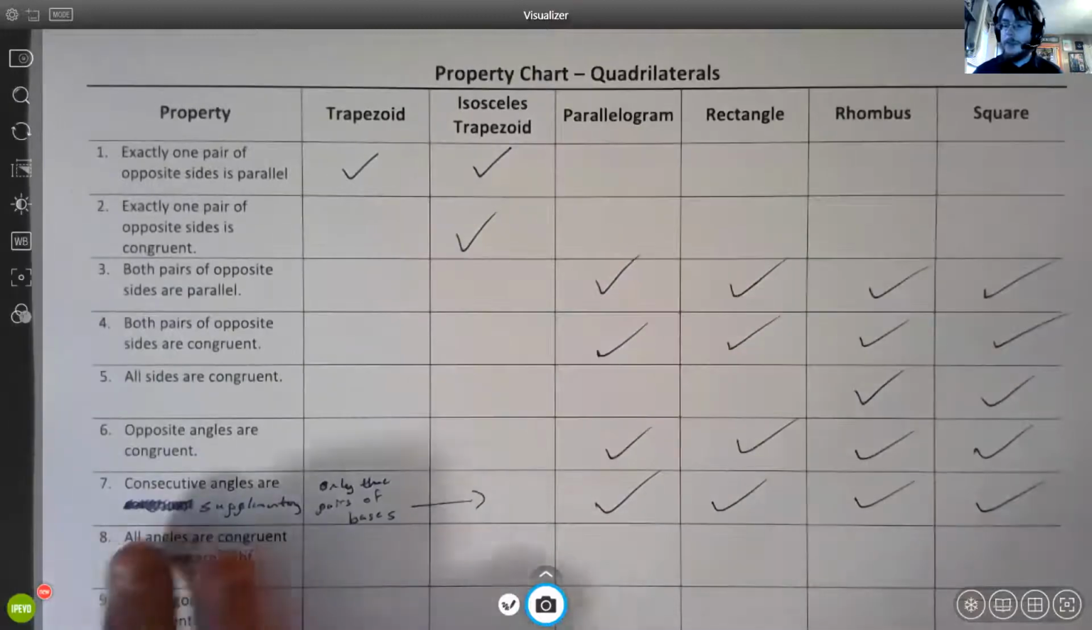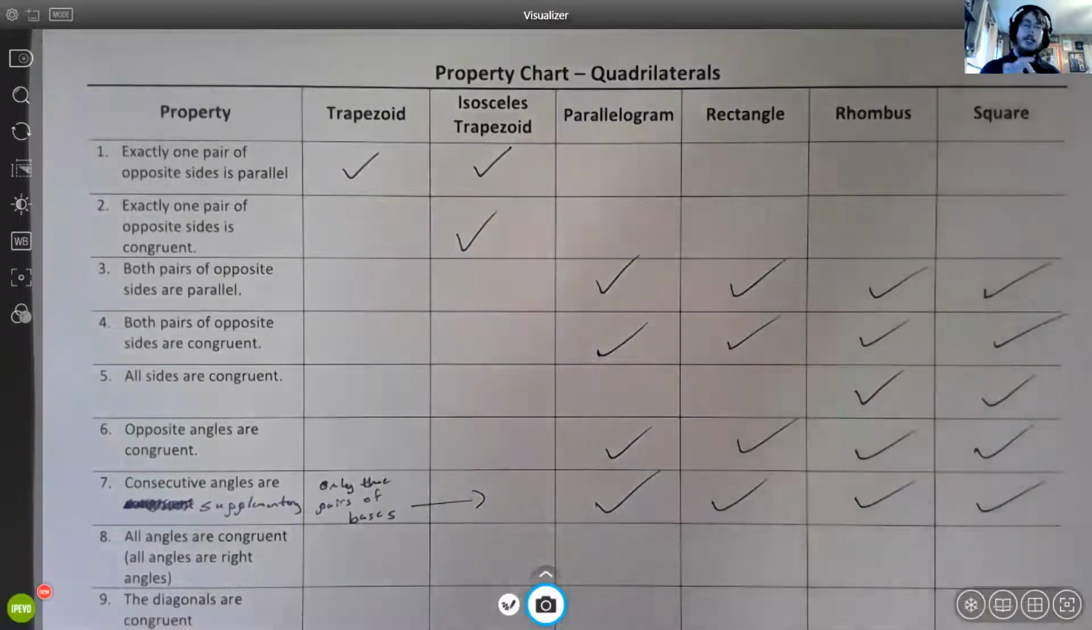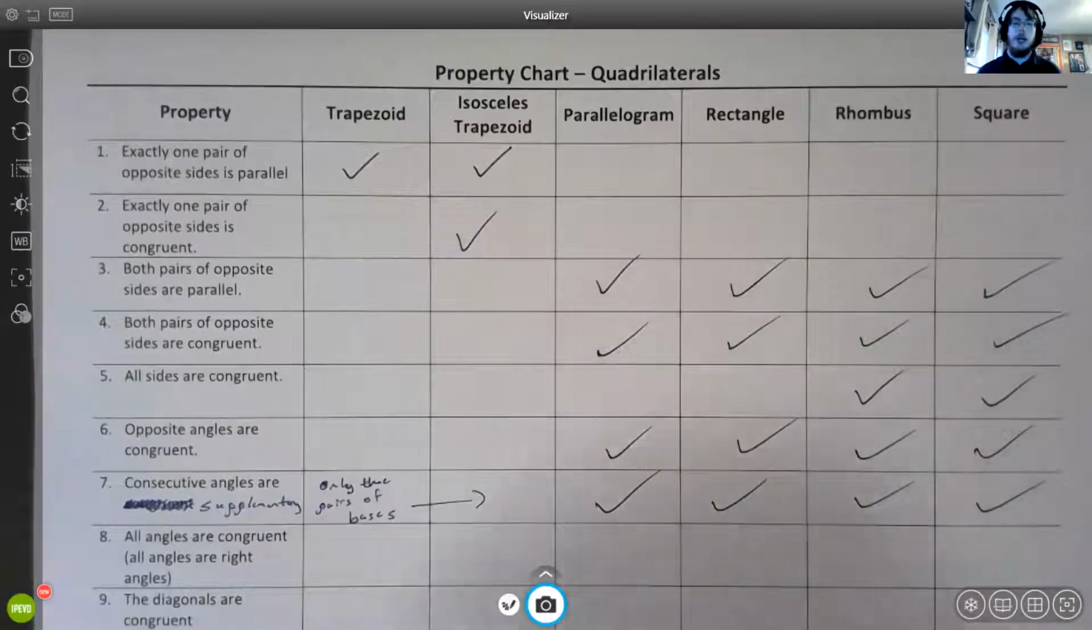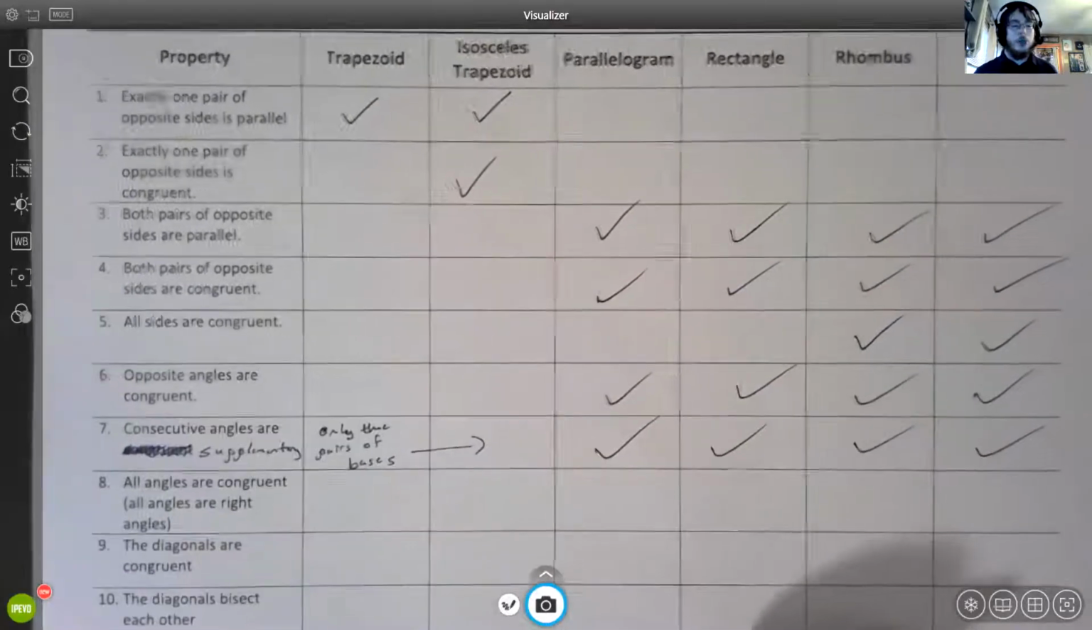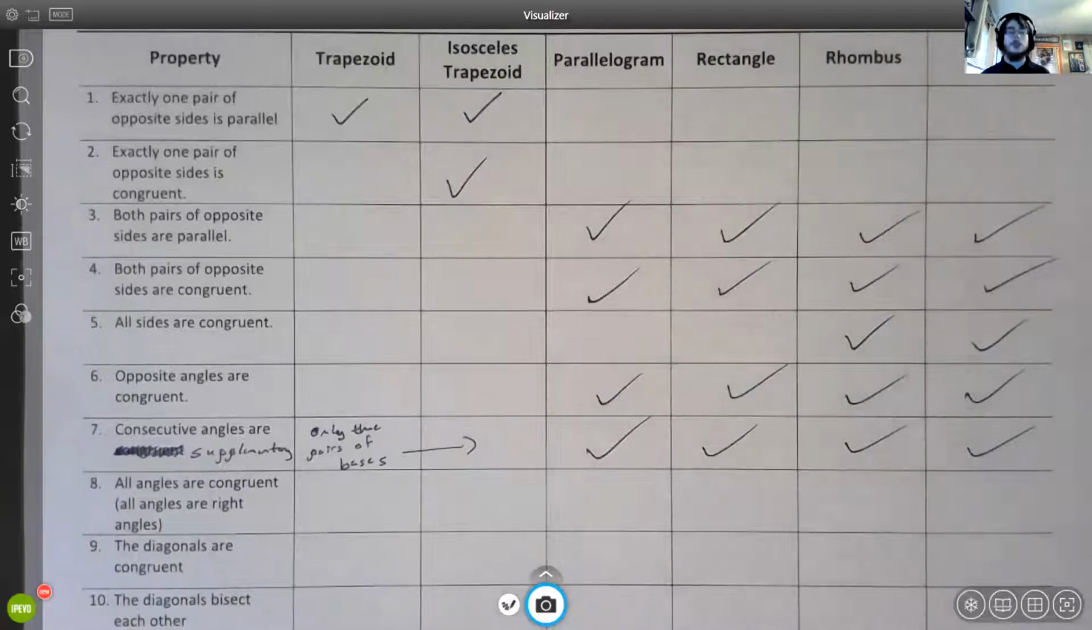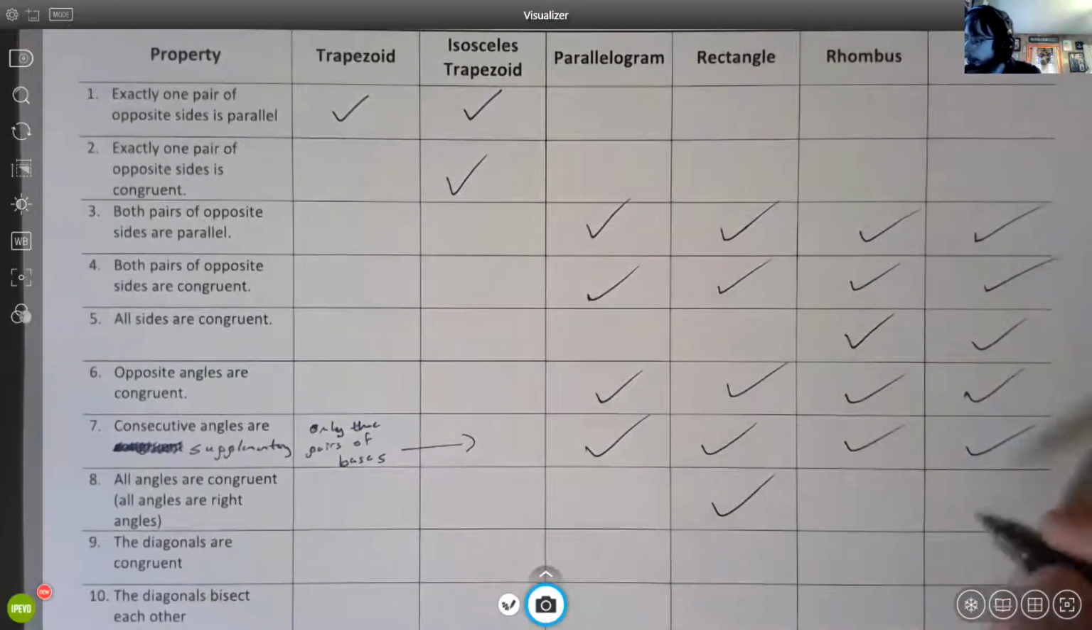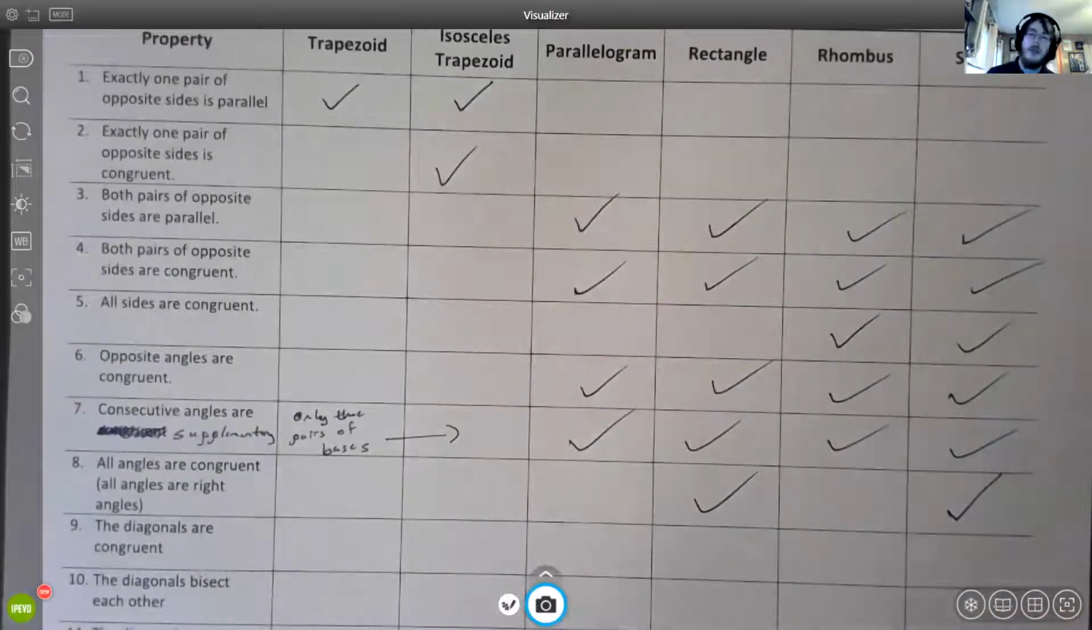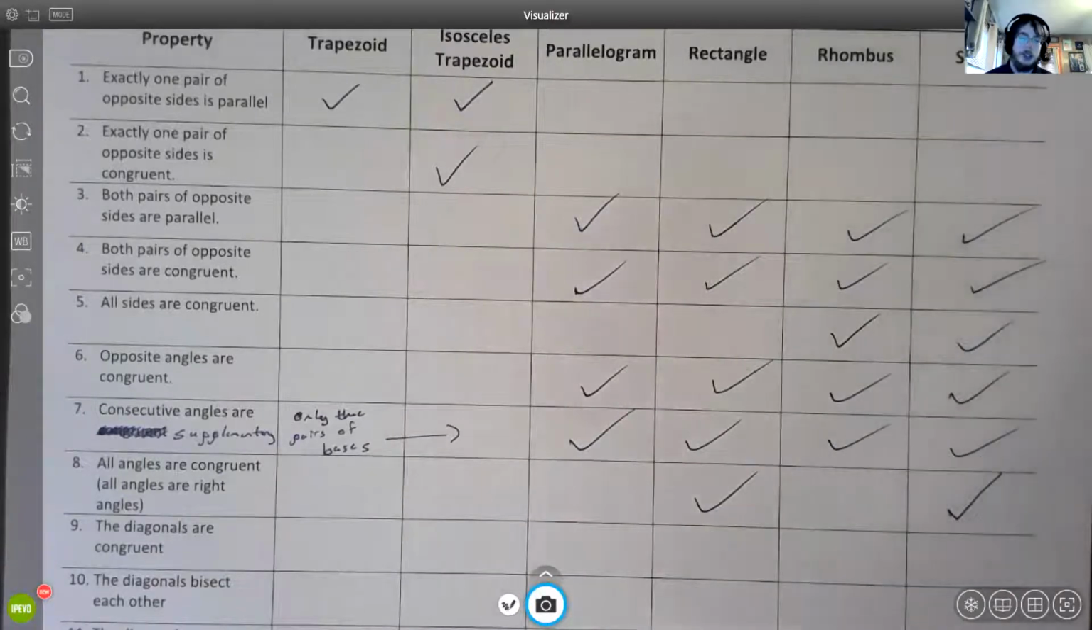And when we say consecutive angles, we're talking about ones that are connected by the sides, whereas the opposite angles are the angles that are not connected by the sides. So they're in the other corners. They're in opposite corners. Number 8, all angles are congruent. And it says there in parentheses, all angles are right angles. There's only 2 quadrilaterals that have this property always, and that would be the rectangle and the square. A parallelogram and a rhombus might have them, but they would have to be rectangles or squares for that to be true.